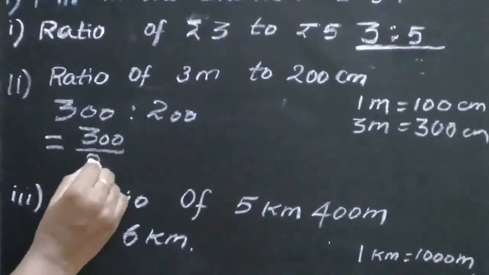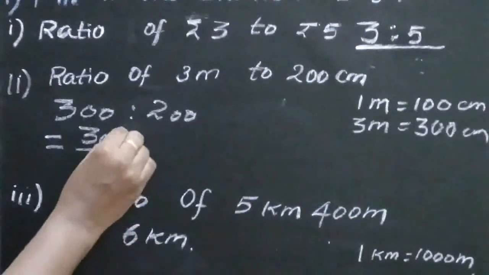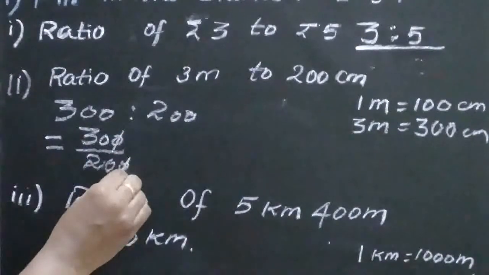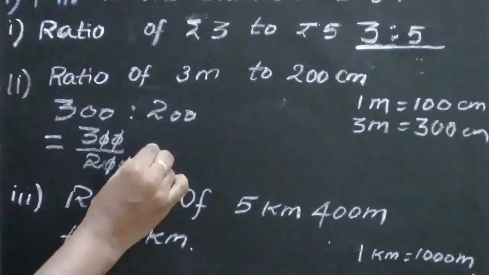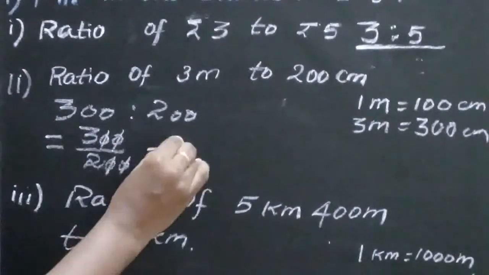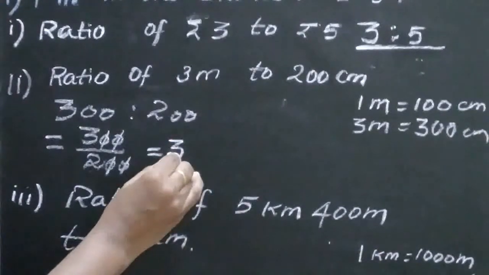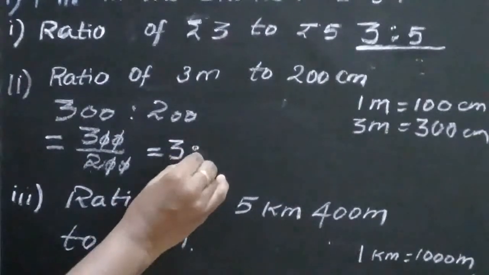divided by 200. Now numerator 10, denominator 10 cancel. Here also one more 0 cancels. What is the remaining number? 3 divided by 2. So we can write the ratio format as 3 is to 2.